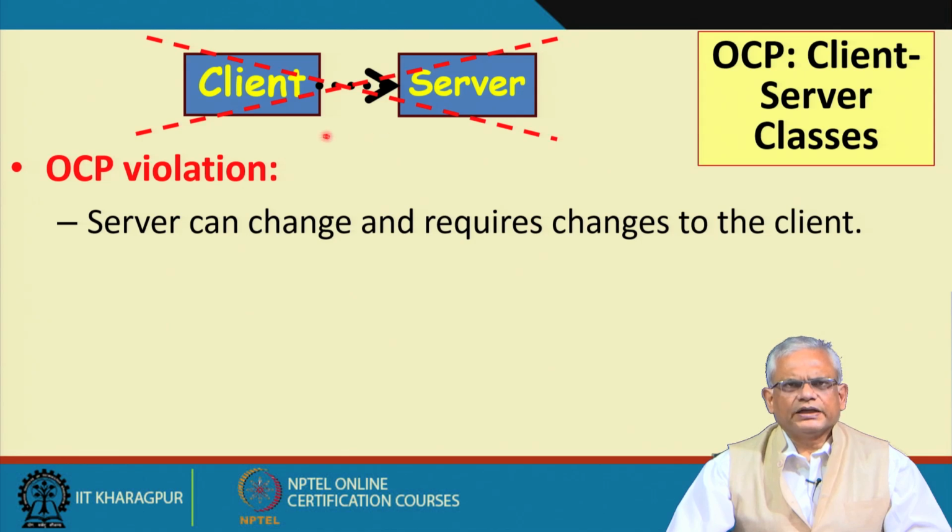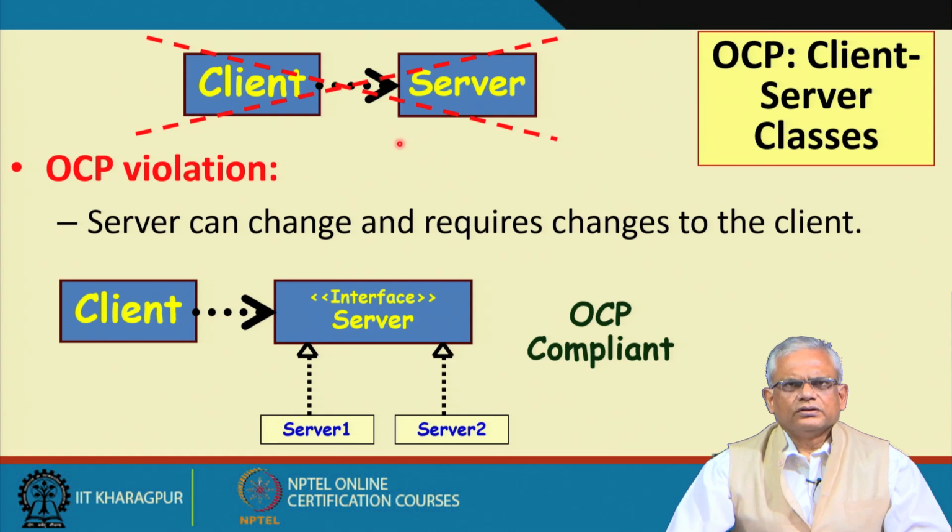The bug may propagate, or we change the interface and the client code has to be rewritten. The OCP compliant solution will be that the client is dependent on an interface, and that same interface can be implemented by several servers.